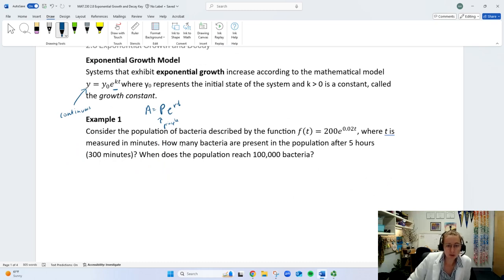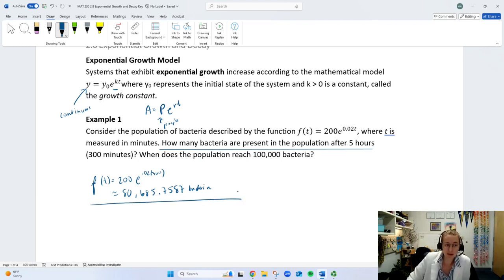So this actually asks us two questions. How many bacteria are present after 5 hours? Well, 5 hours is the same thing as 300 minutes. T is measured in minutes. So all I need to do here is plug in 300 for my T, and I get about 80,685.7587 bacteria. In homework, it'll usually tell you how many decimal places to round to. You can always not round and enter in the whole answer if you would like to as well.